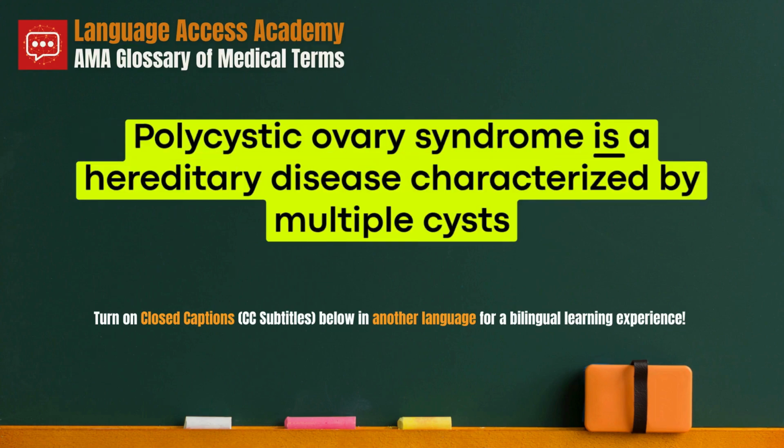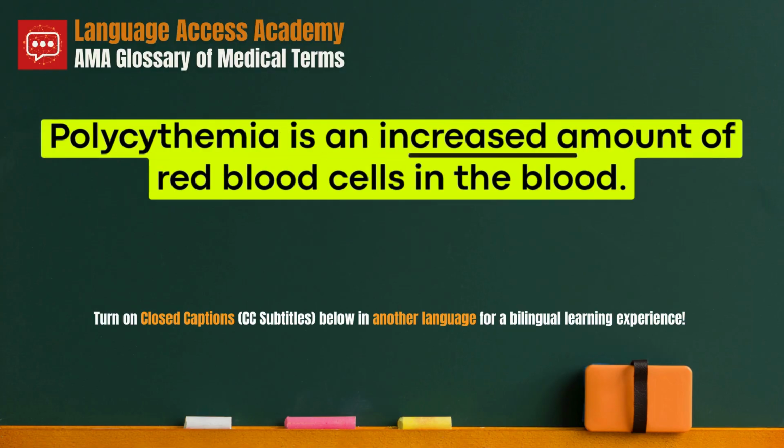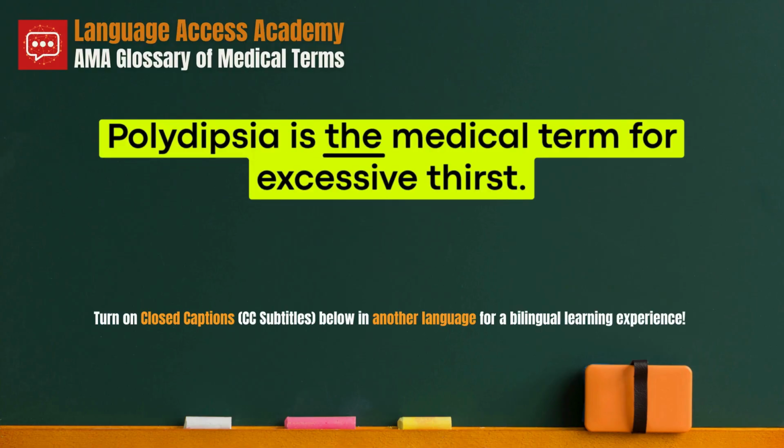Polycystic ovary syndrome is a hereditary disease characterized by multiple cysts on the ovaries, obesity, excessive hairiness, infertility, and irregular menstruation. Polycythemia is an increased amount of red blood cells in the blood. Polydactyly is the presence of an excessive number of fingers or toes. Polydipsia is the medical term for excessive thirst.